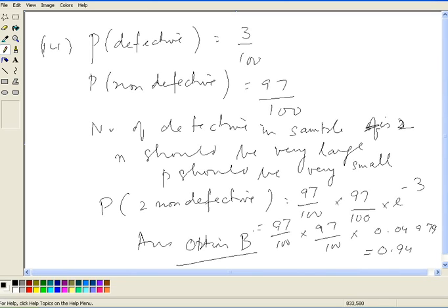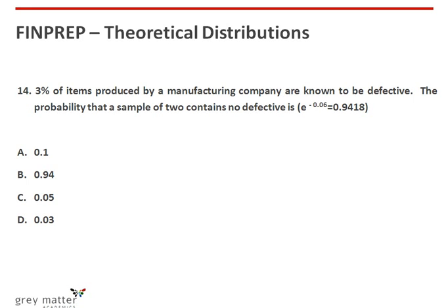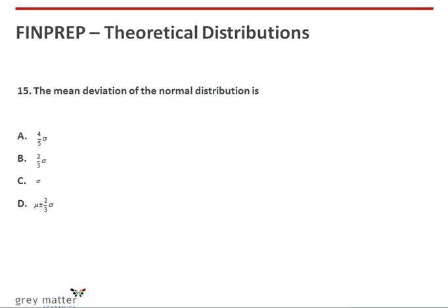So when you work out, you get 0.94. So the answer is option B. Going back to our PowerPoint area, it is B option, which says 0.94. 15th question, the mean deviation of the normal distribution as per the properties of normal distribution is 4 by 5 sigma, where sigma is the standard deviation, and that is nothing but, as shown in the PowerPoint, the A option, which is 4 by 5 sigma.